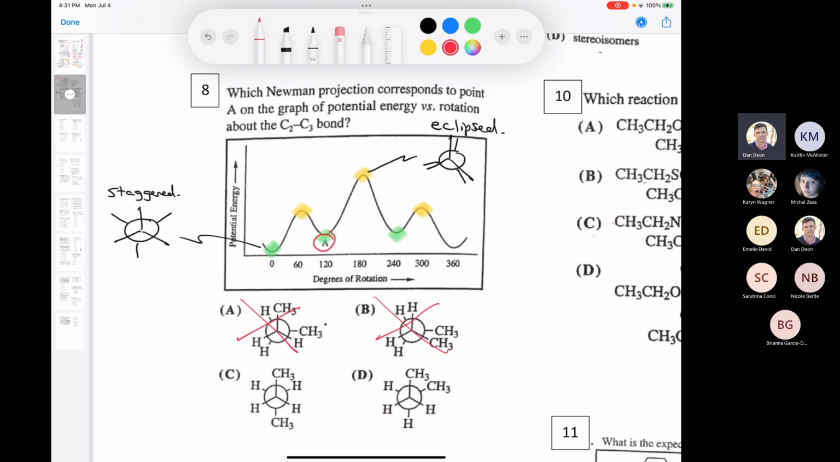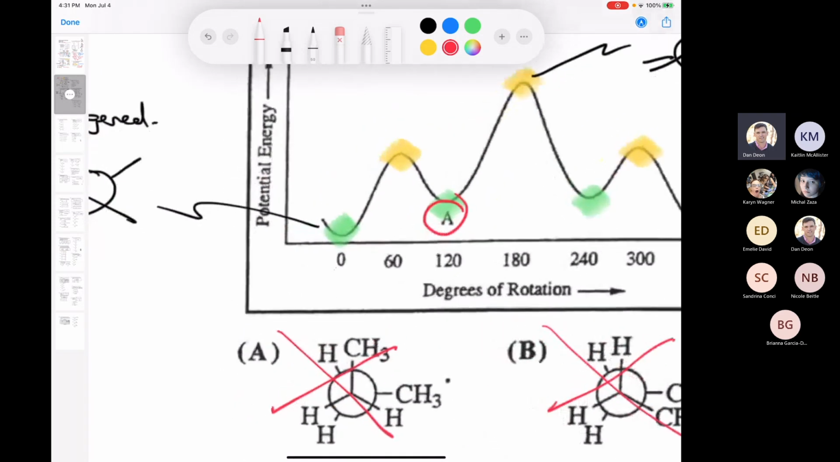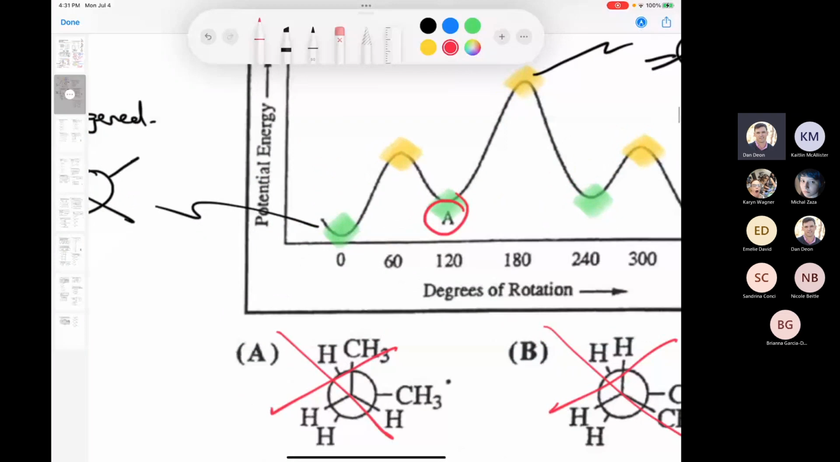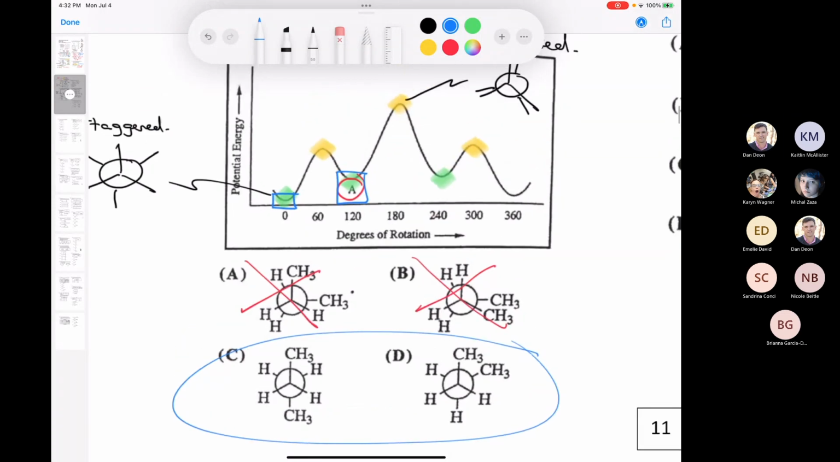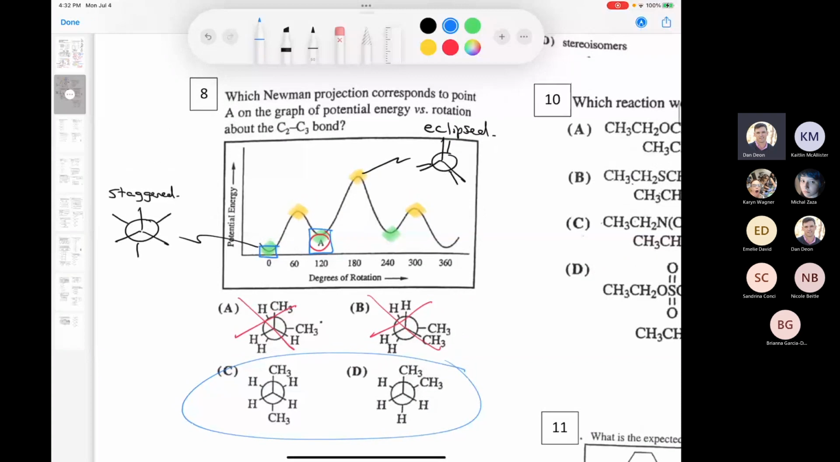So it's got to be either C or D, but there's two types of staggered conformations, right? There's this one and this one. So the one that we're looking for is the one of these that's higher in energy. Would it be C or D? D. Absolutely, because in D, you have one gauche interaction. So this must be the correct answer.